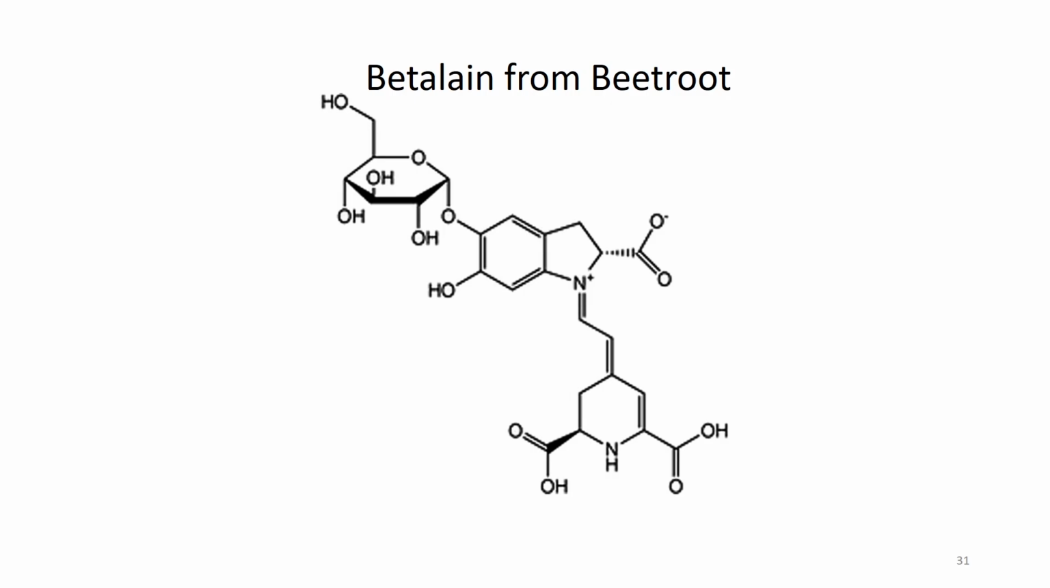Betalain from beetroot has a structure like this, and this structure we have come across earlier also, and because it has two nitrogenous groups, it is susceptible to pH changes, and that is why it gives yellow orange in the basic and red in the acidic condition.